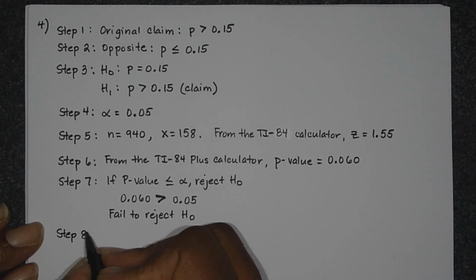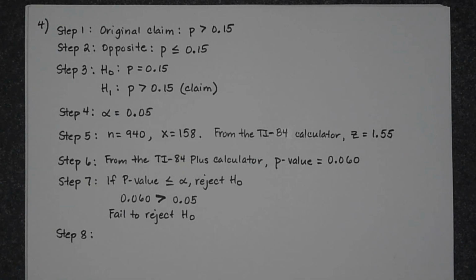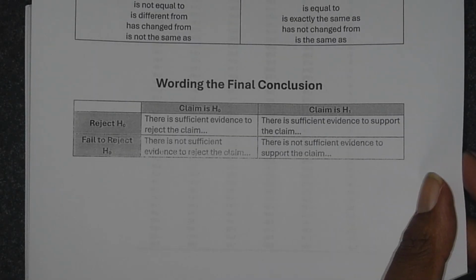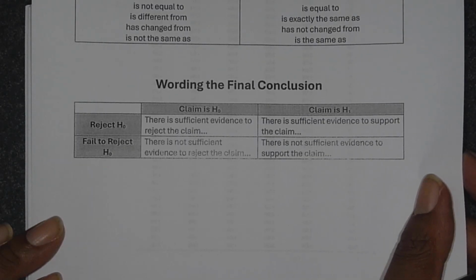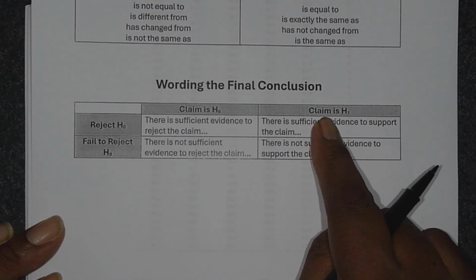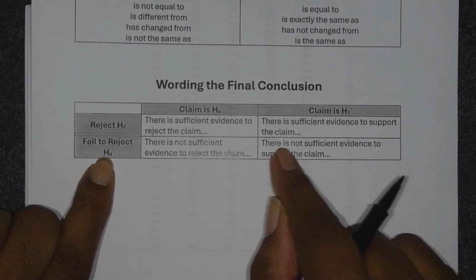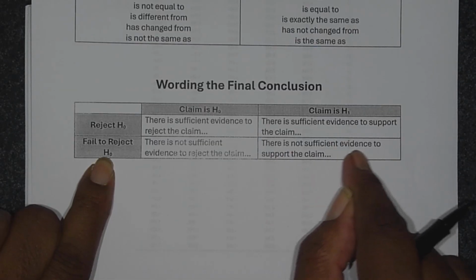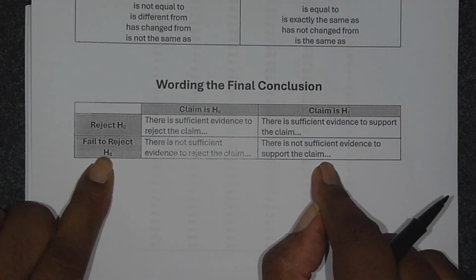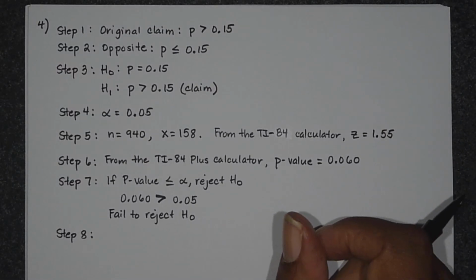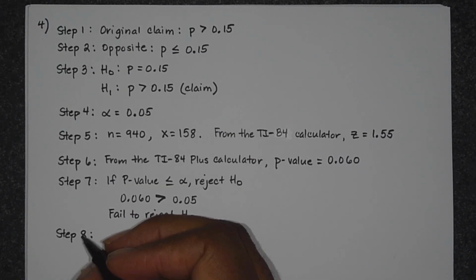Now, step number 8 is using simple non-technical terms. We're going to address the claim, or write the conclusion to address that claim. And this is where the wording of the final conclusion comes in. In this case, the claim was the alternative hypothesis, but we failed to reject the null hypothesis. So that means here, we start by saying that there is not sufficient evidence to support the claim. And then finish the rest of it out.